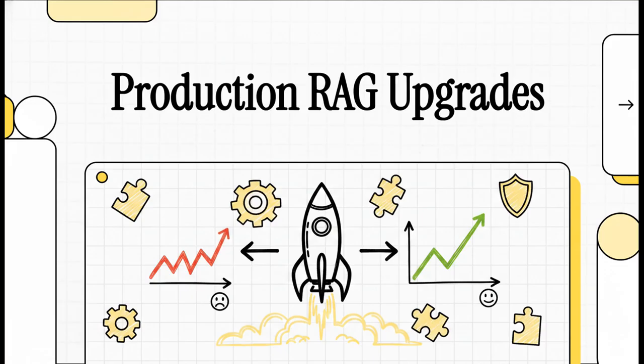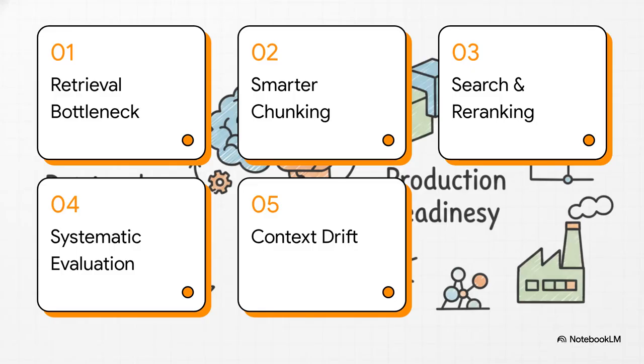We are taking that naive, out-of-the-box prototype and transforming it into a hardened, production-ready system. So we're going to climb an upgrade ladder today. We'll start by pinpointing the retrieval bottleneck, then move on to smarter chunking strategies, step up to search and re-ranking, lock everything down with systematic evaluation, and finally, learn how to detect context drift. This is your blueprint for taking back total engineering control.